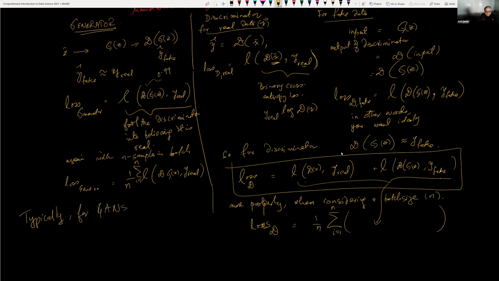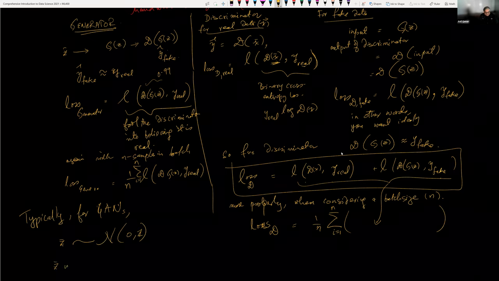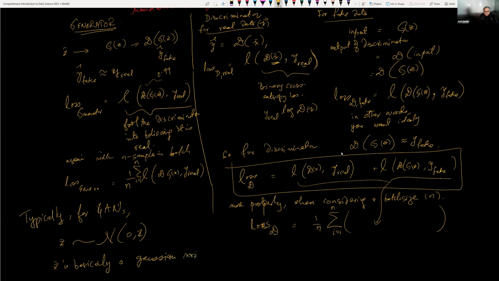For GANs, most GANs, Z is nothing but sampled from the normal distribution, 0, 1, right? It's basically noise. That's why Z is basically a Gaussian noise sample, right? You just sample an instance. You just take a bell curve and randomly pick a point and you pass it to the generator.